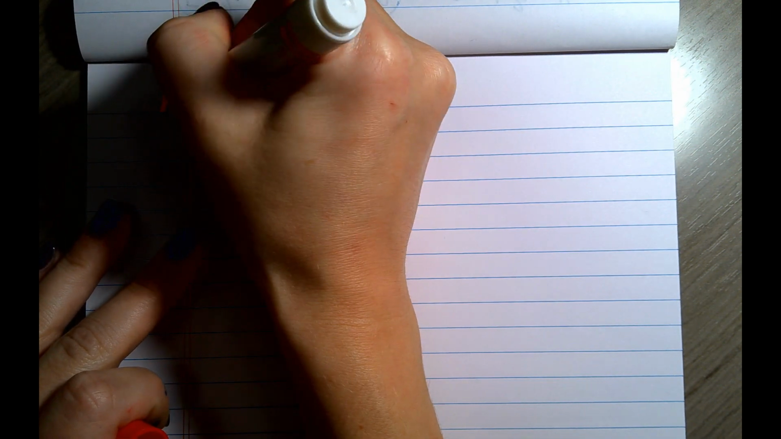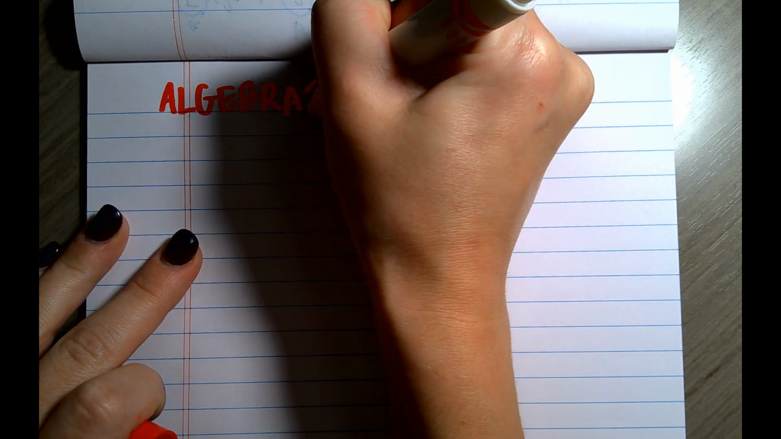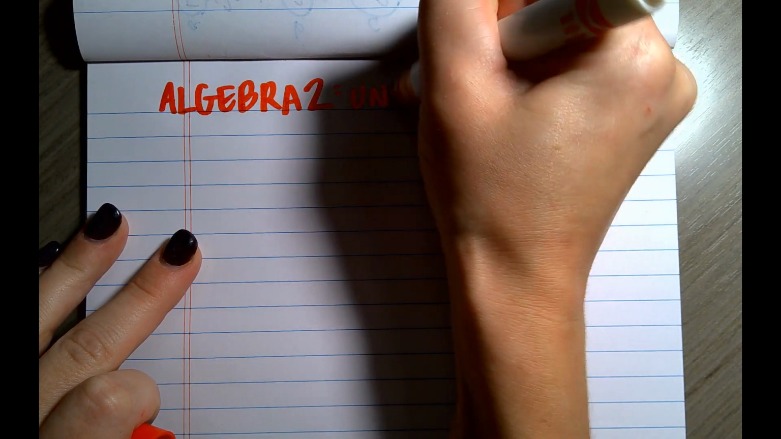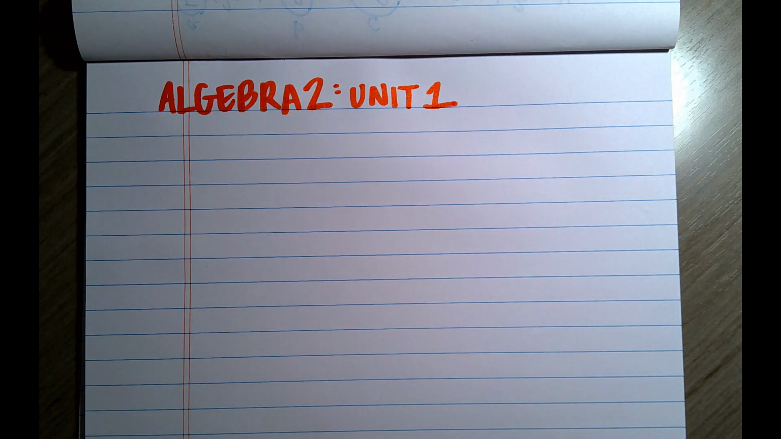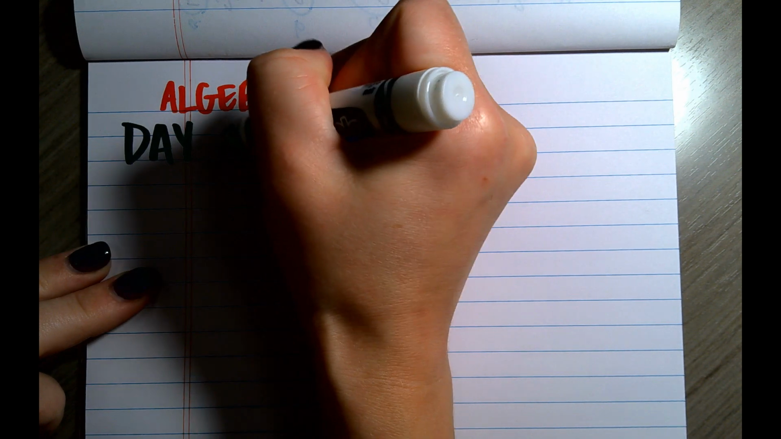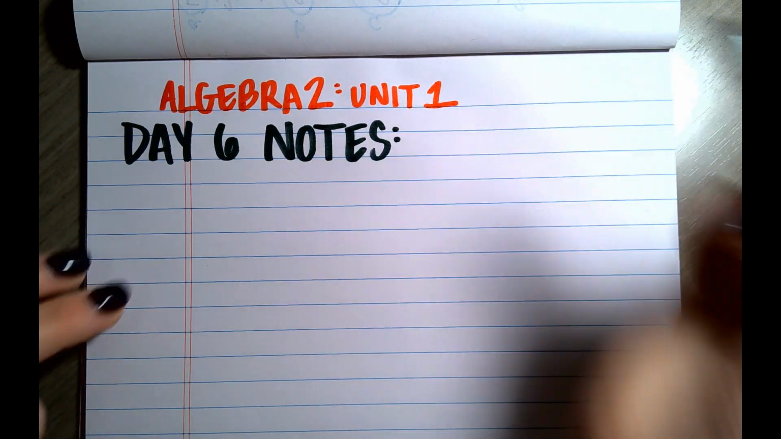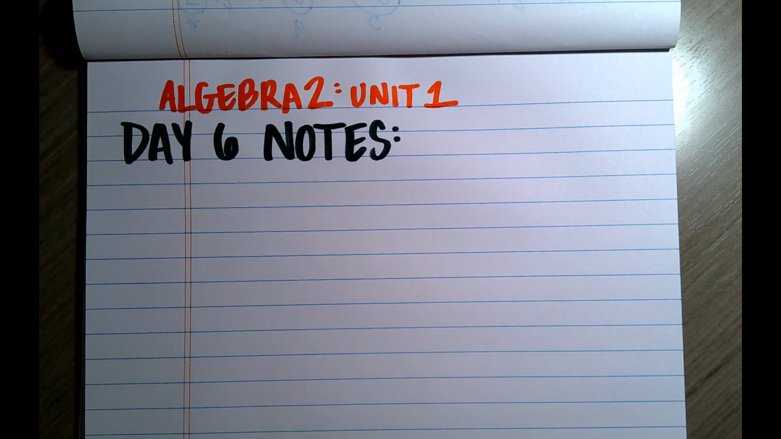Okay. So today in Algebra 2, we are still in Unit 1. So I'm just going to title my notes here. And today is day 6, I believe. Yes, day 6. So these will be our day 6 notes. And today is Tuesday, August 12th.